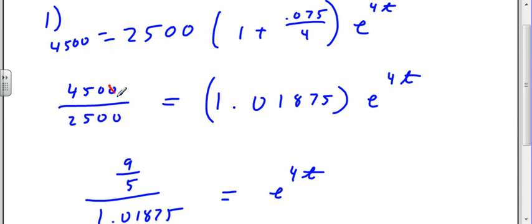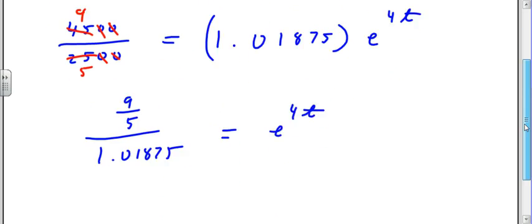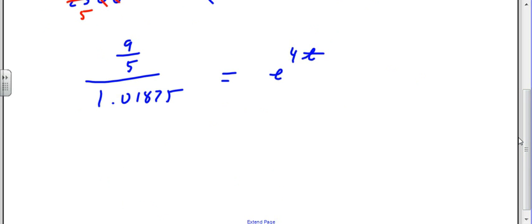There's my red pen. The 0 goes away, the 0 goes away, 5 goes into there 9 times, 5 goes into here 5 times. Fine. So 9 divided by 5 is 1.01875.